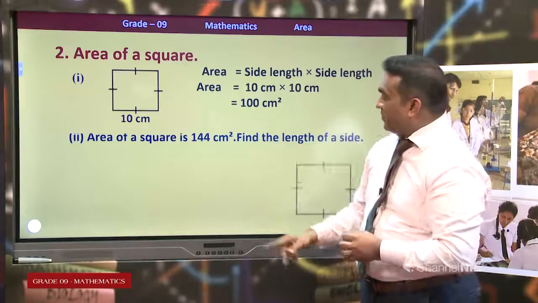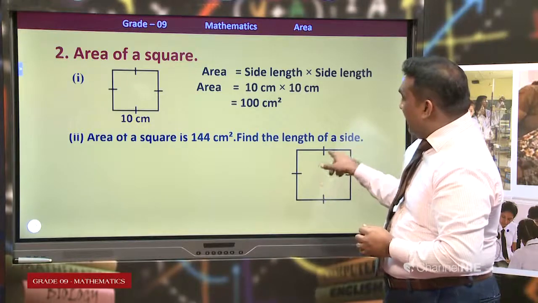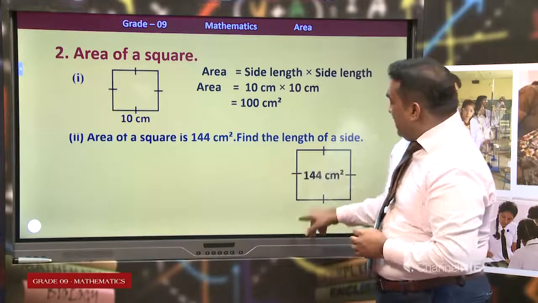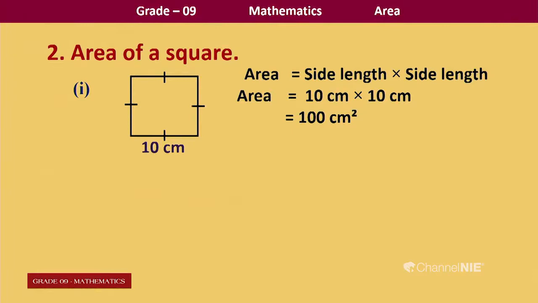Right, we will see. This is the square. All sides are equal in length. Area is 144 square centimeters. Which square number is 144? That is what we want to know. This is the 12th square number. It means 144 is the 12th square number. Therefore, side length equals 12 centimeters.